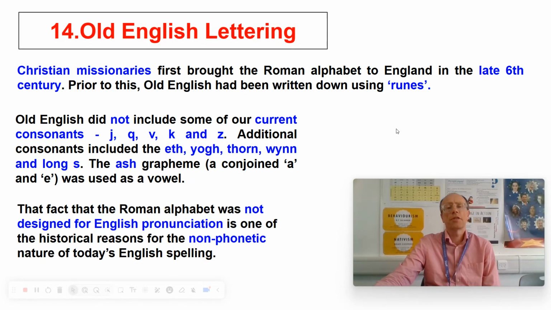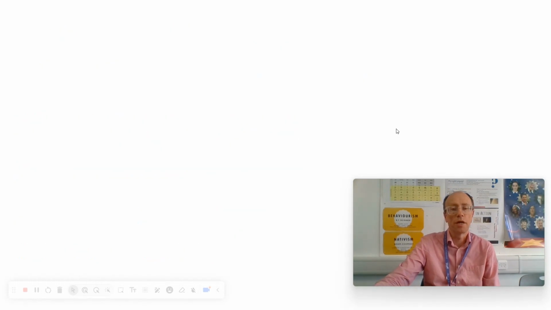So the fact that the Roman alphabet was actually not designed for an English pronunciation is one of those historical reasons for the non-phonetic nature of today's English spelling. English spelling is mad, and there's one good historical reason why that is the case.